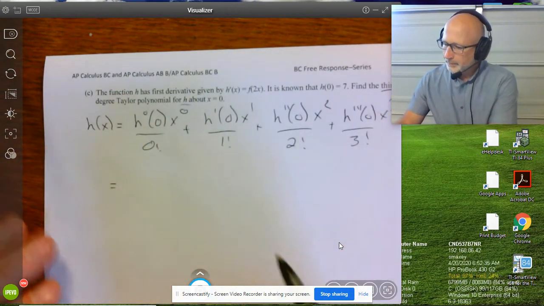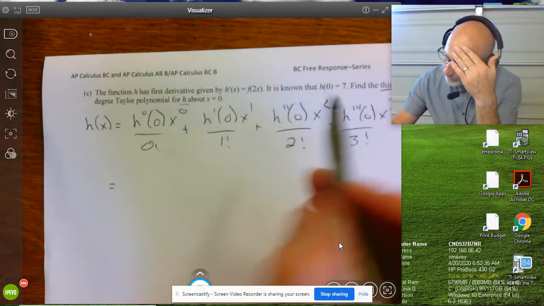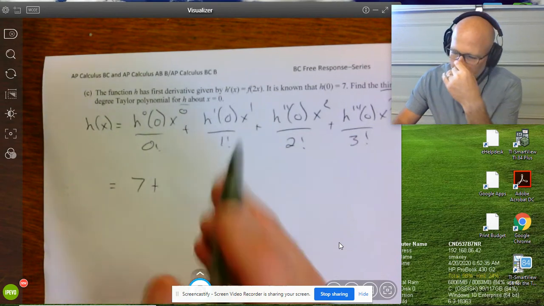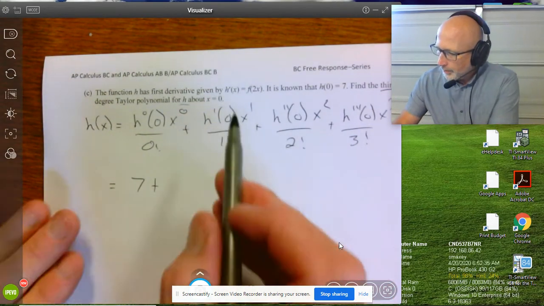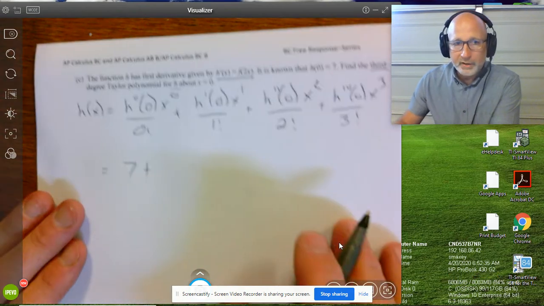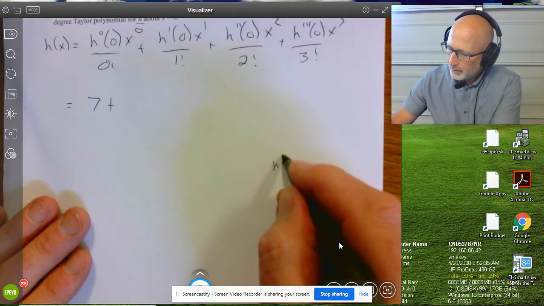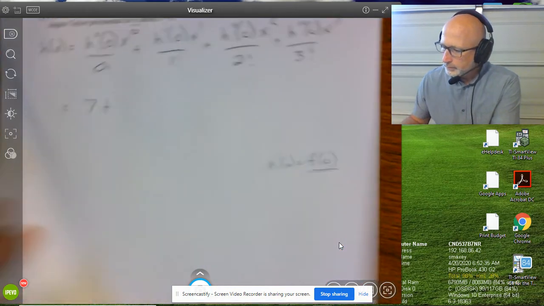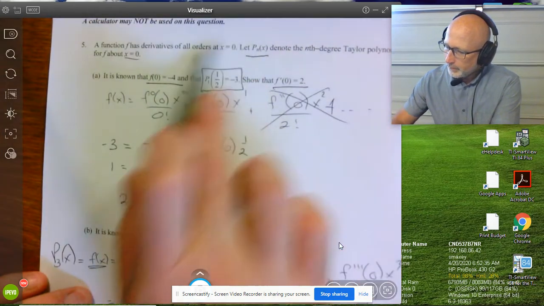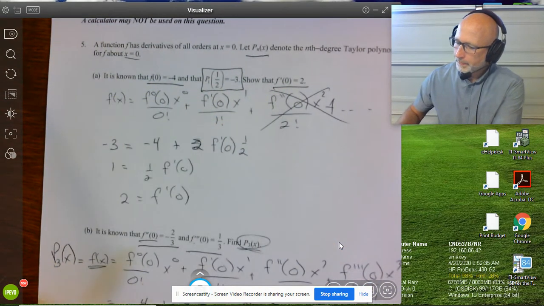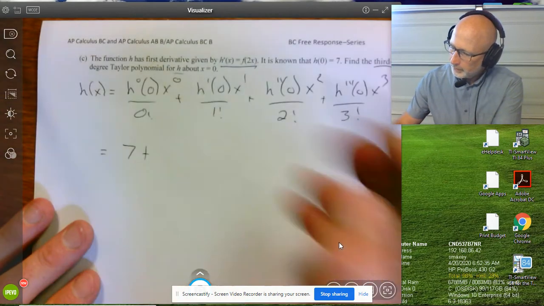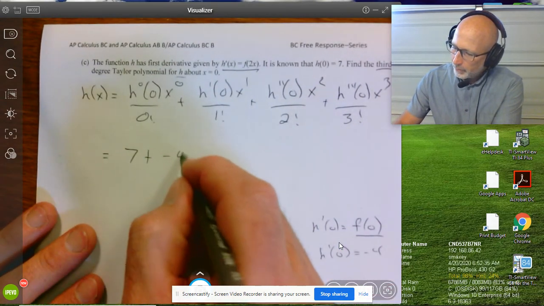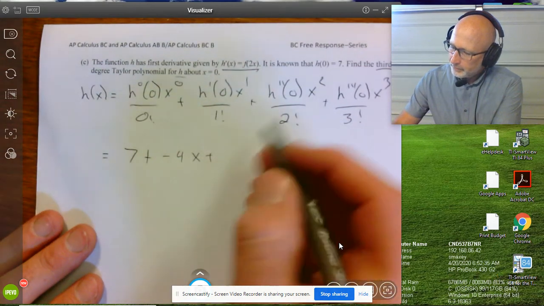So what is this equal to? Okay, so h of 0 is 7. So this is 7, everything else is 1. Plus the first derivative evaluated at 0. Well, the first derivative evaluated at 0, from up here, h prime of 0 is equal to f of 0. And what is f of 0? F of 0 is negative 4. So h prime of 0 is negative 4, so this is minus 4x, plus the second derivative.